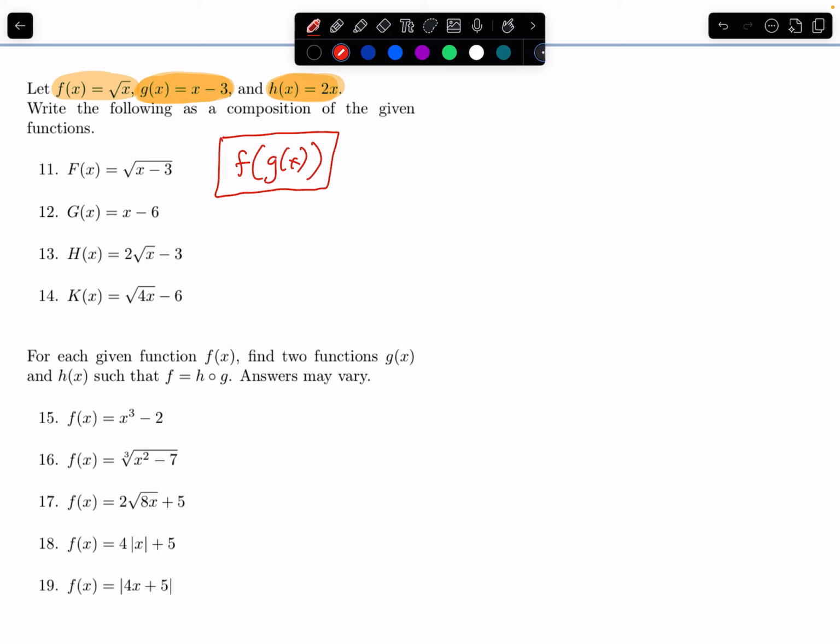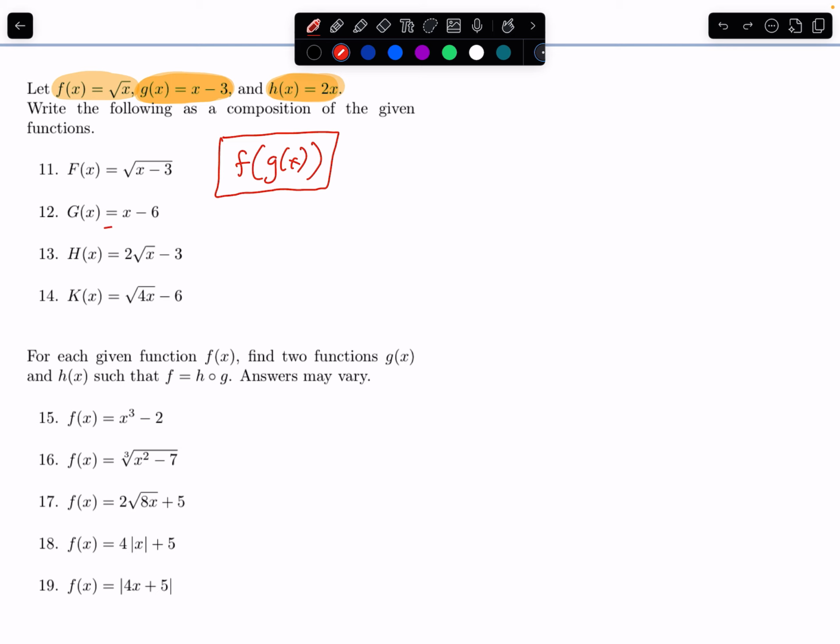Okay, number 12. So here we have x minus 6, but I don't see x minus 6 here or here, right? Also, I don't see any square roots here. I don't see any double x's here. So it looks like the only thing I have to work with is a g, but it's not quite right because it's 3 and not 6, right?